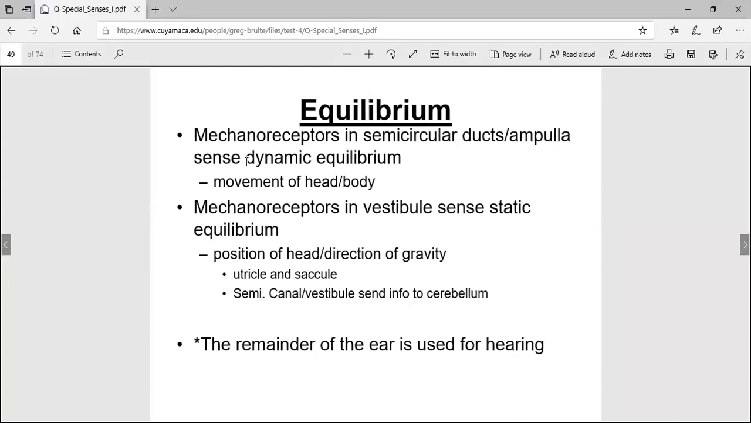So equilibrium, that's balance. Remember I said you've got two kinds. You have static equilibrium and you have dynamic equilibrium. Dynamic detects movement of the head and the body, whereas static is just, say you move your head to the right and you hold it there. Even with your eyes closed, you know your head is leaned to the right. And that's because you're sensing that static equilibrium, and I'll show you kind of how that works.